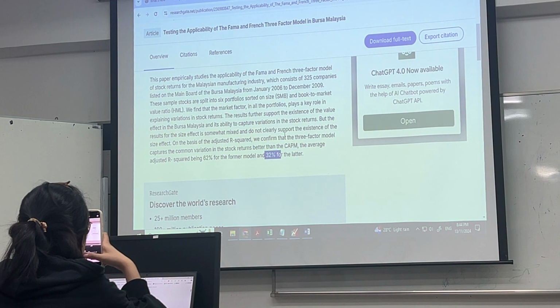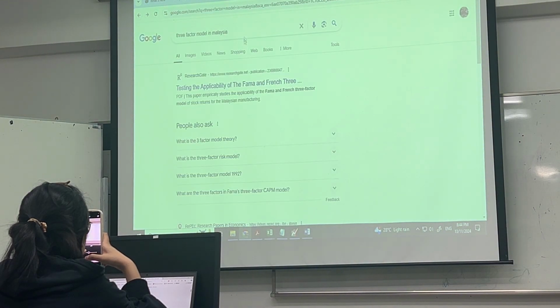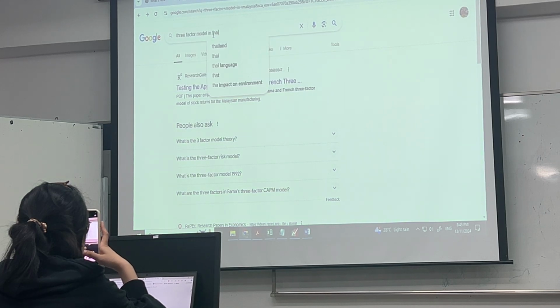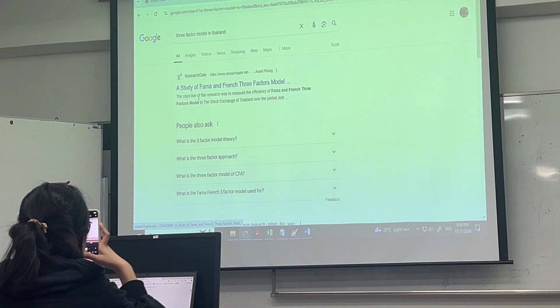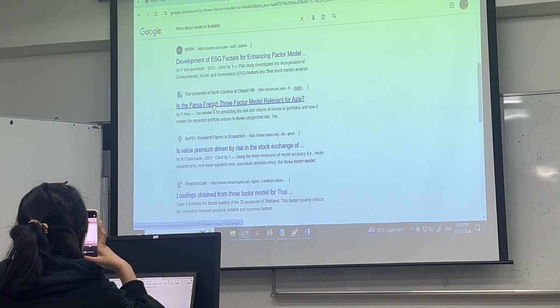So this is how they apply it in the case of Bursa Malaysia. Then how about other countries, like Thailand? You can try to take a look at Thailand. You have a different set for Thailand also, good, right? The Fama French three factors in the Thailand case. So you can try to go ahead with all these papers, right? And this is a Fama French three factor.